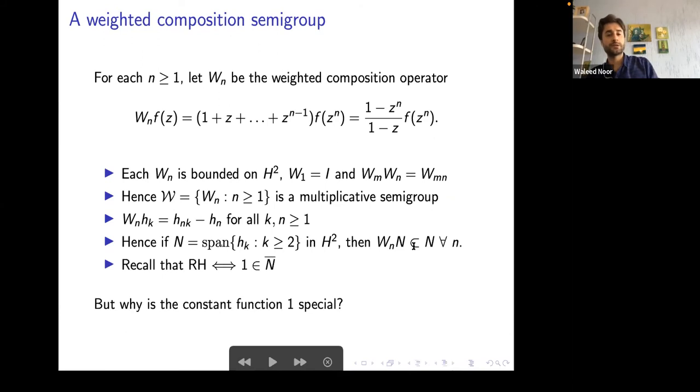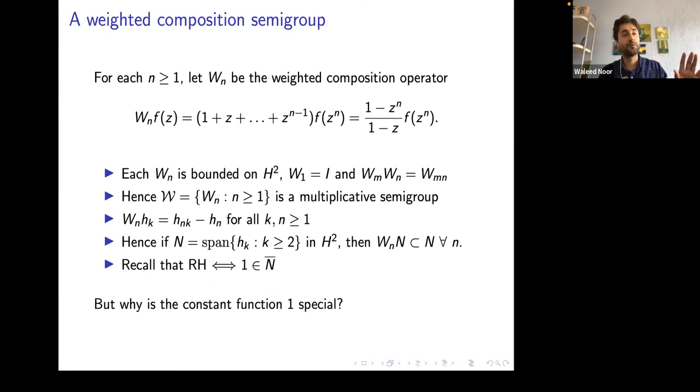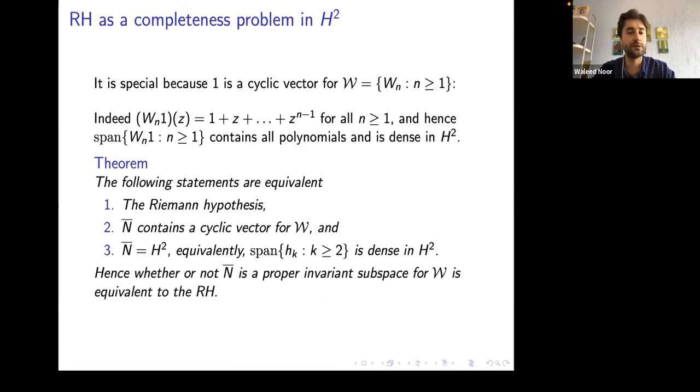So then the next question is, what is so special about the constant function 1? Remember, the function 1 is a direct consequence of the characteristic function in the Nyman-Burling criterion from 1950. But what is so special about the constant function 1? Does it have any relationship with this weighted composition semigroup? It does. It turns out that this is a cyclic vector for this weighted composition semigroup.